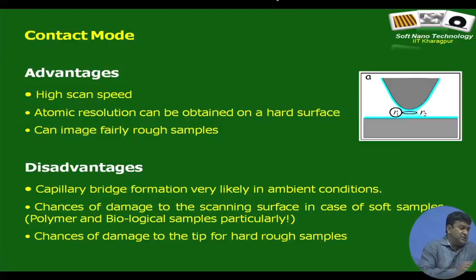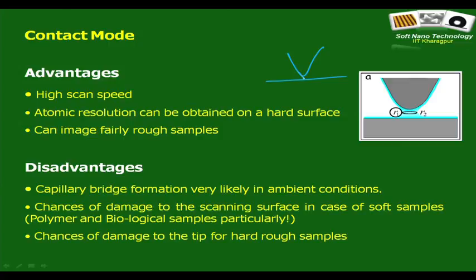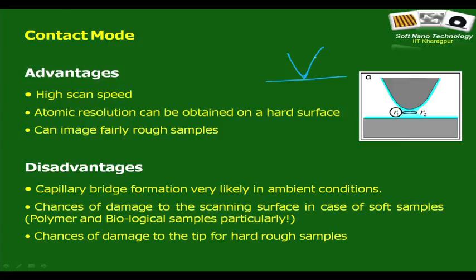So, the advantages are you can do reasonably high speed scans, you can get the highest resolution, and can image fairly rough samples, but there are disadvantages. Typically AFM does not require any sample preparation, and imaging is done in ambient condition. I mean, you do not require any vacuum chamber or something like that, but since a sharp tip is always in contact with a surface, there is always a tendency, if your lab environment is humid, that a capillary bridge might form, and that sort of reduces the resolution.